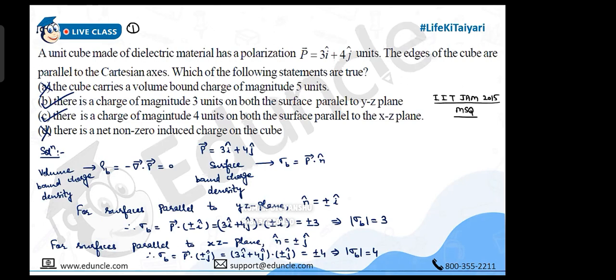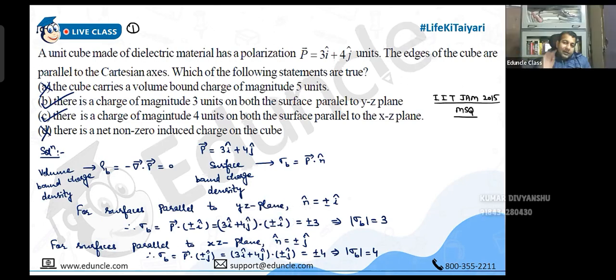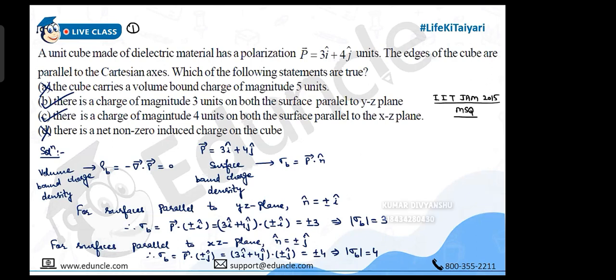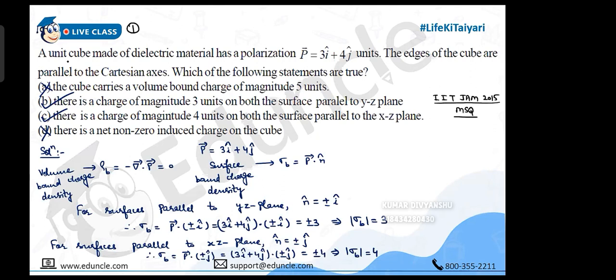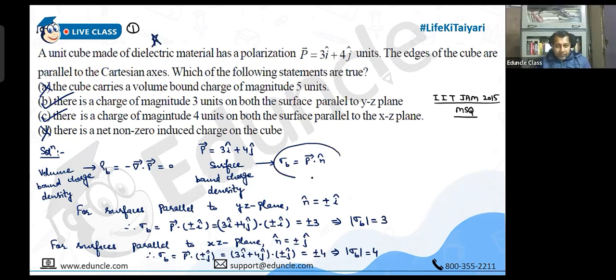Okay. And it always happens: the amount of charge on the surface is numerically equal to the amount of charge present within the volume, and they also have opposite nature. That is also true. We will see some of the questions later on. So is it clear to everyone? This is a good question, okay? Because it makes use of both the formulae and direction of the normal vector also. So, conceptual one.